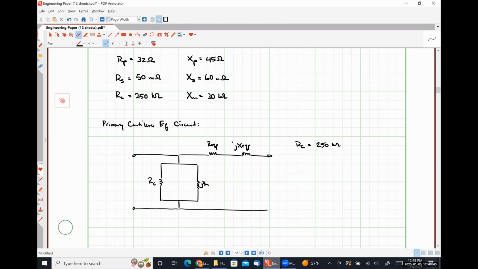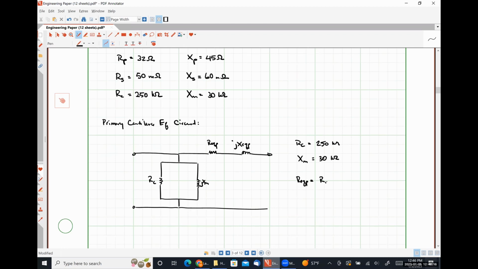Okay. Because that particular piece of information, unless specified otherwise, is always referred to the primary side. Similarly, our magnetizing reactance X sub M is just going to be whatever the X sub M is that we were told. So 30 kiloohms, right? Nothing particularly difficult about that when we're looking at things on the primary side. Now, what about REQP? Absolutely right. So what's that going to come out to be?